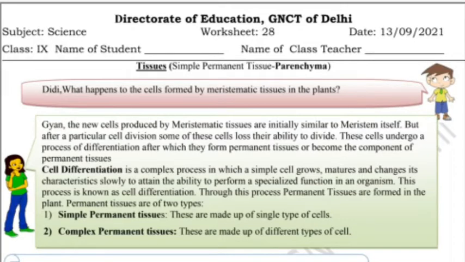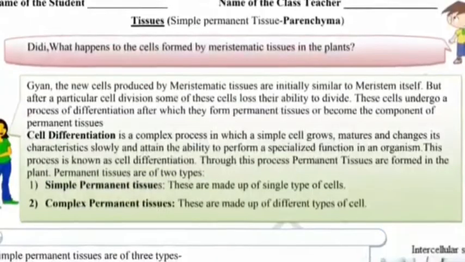Hello dear students, today we will discuss worksheet number 28, tissue, simple permanent tissue parenchyma. Didi, what happened to the cell formed by meristematic tissue in the plant? Gyan, the new cells produced by meristematic tissues are initially similar to meristem itself. But after a particular cell division, some of these cells lose their ability to divide.